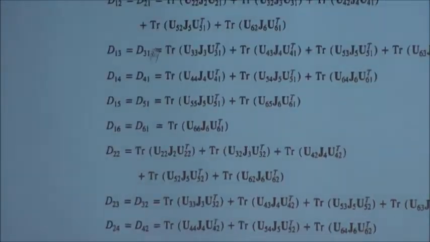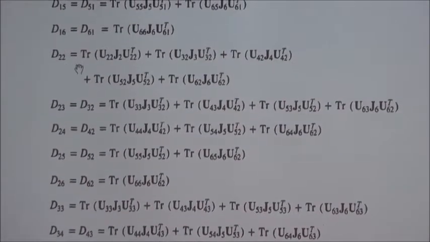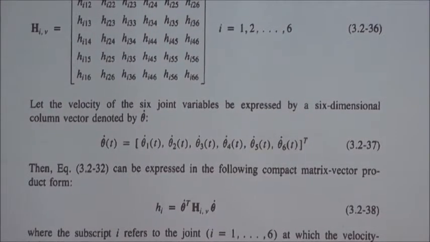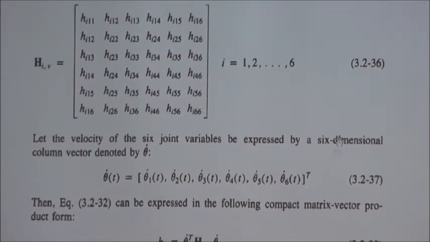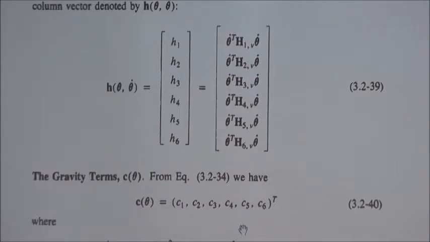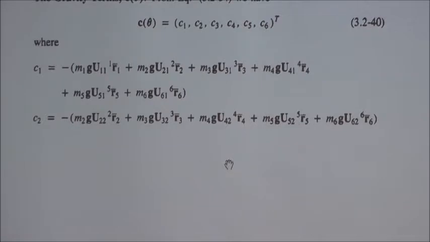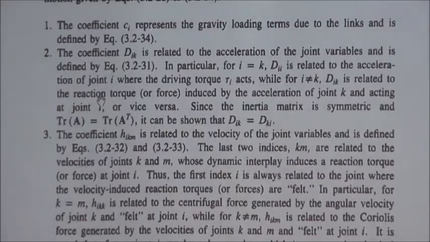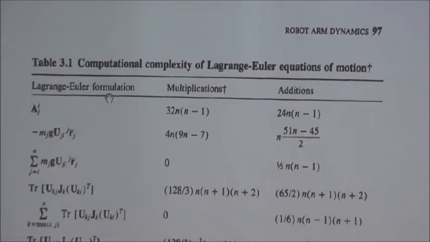Okay, so these are the elements of D: D11, D16, D22, all the way to D26, and all the way to D66. This is Coriolis. You see how complicated it is? The toolbox gives you numbers. And this is H. And then here is gravity, 6 of those.